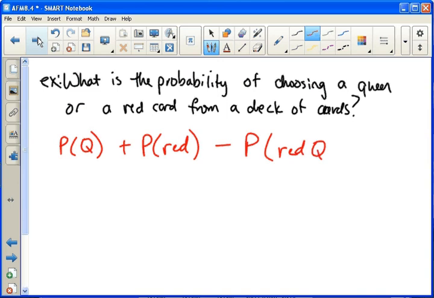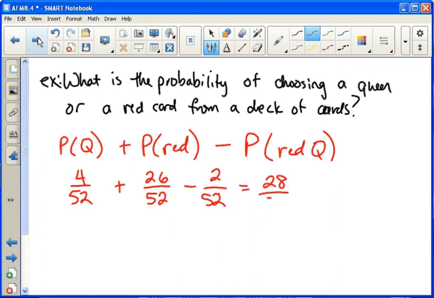So the probability of a queen, well, that's 4 out of 52. There's 4 queens out of the 52 card deck. Red, that's half of them, so that's 26 out of 52. And then there are just 2 red queens, so we subtract 2 out of 52. So 4 plus 26 is 30, minus 2 is 28. So you get 28 over 52, which you can reduce to 7 over 13. So the probability of randomly drawing 1 card from a deck and it being either a queen or a red card is 7 out of 13, or 28 out of 52.